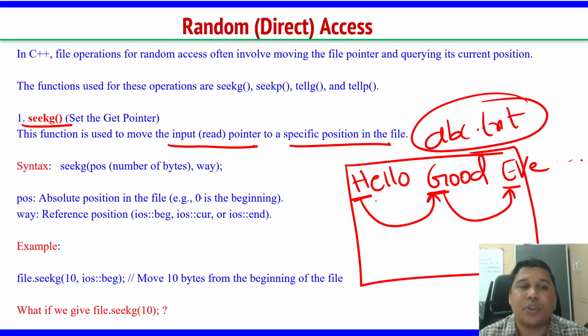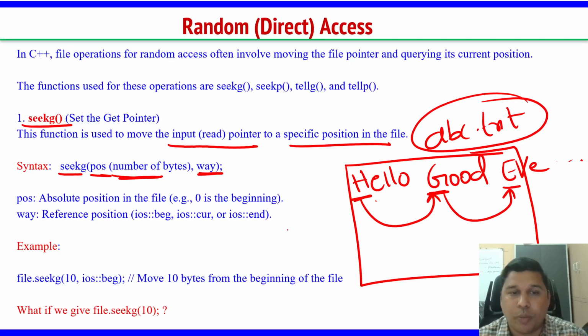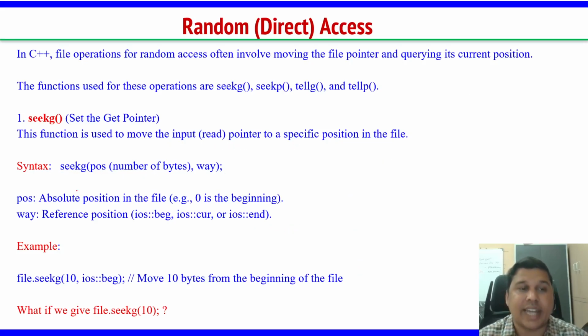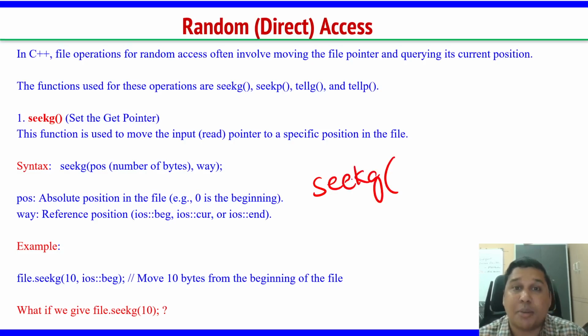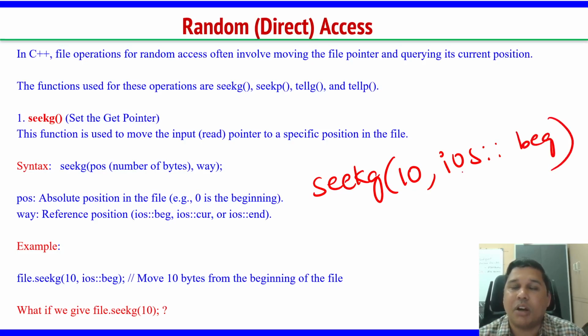So, what is the syntax for this? Syntax for this is seekg, the position, that is number of bytes, comma, which way you want to go. Let me explain this syntax here. So, seekg of position, that is number of bytes. Actually, if I write 10 here and if I write ios colon colon beg, there are some modes here.